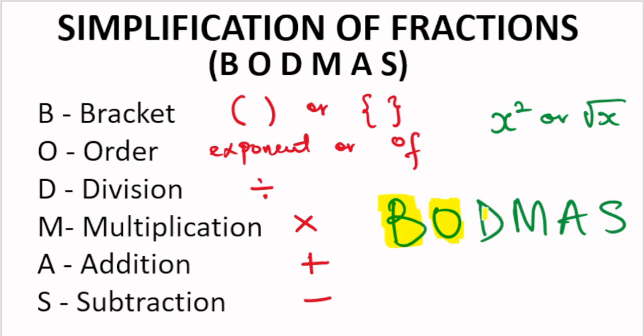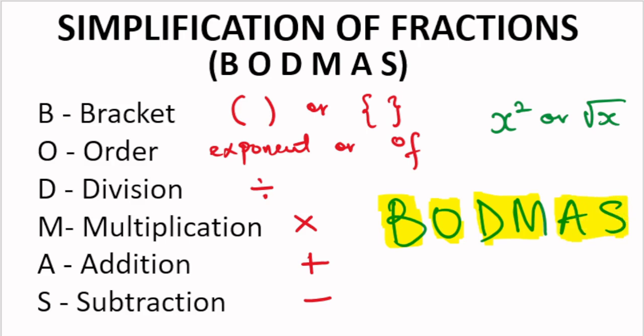The next signs, division and multiplication, work together. It means in a question, if you see division first, you divide first before you multiply. And if you see multiplication first, you multiply before you divide. So they work together, that means from left to right. The same thing also applies to addition and subtraction. So in a question, if you see addition first, you add before you subtract. But if you see subtraction first, you subtract before you add.